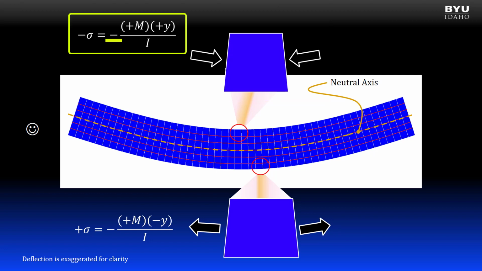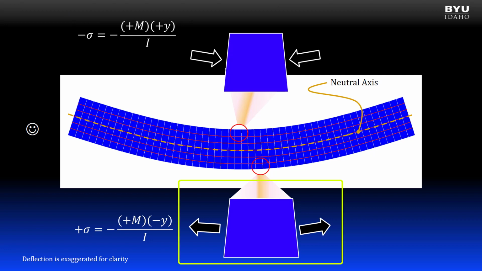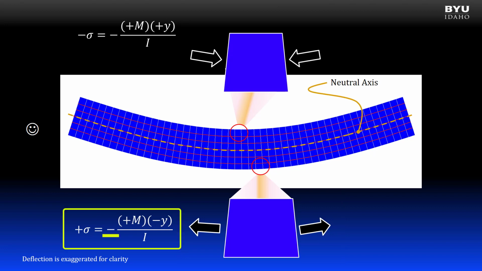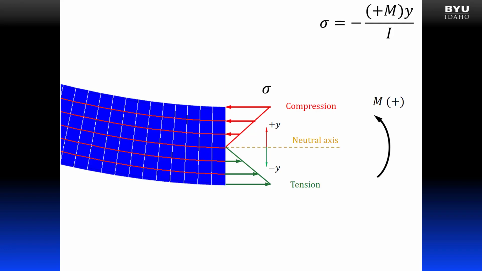The negative sign in the flexure formula causes sigma to be negative here. Below the y-axis, in the negative y region of the beam, a point on the cross-section experiences tension. The negative sign in the flexure formula cancels the negative sign on the y variable, resulting in a positive value for sigma. Let's look at a cross-section of a beam subjected to a positive moment.